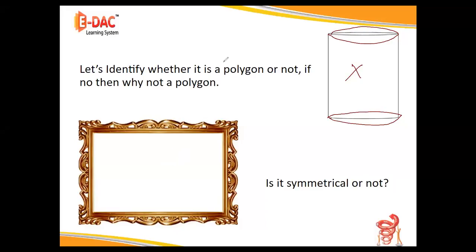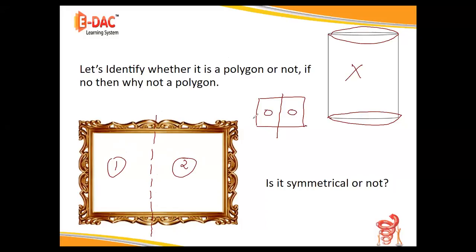Just now I told you what symmetrical is. If you draw a line, the number 1 and number 2 parts must be identical. Identical means exactly the same. If you fold it, or if I draw a line, that line must divide a particular figure or thing in two identical parts, the same as each other.